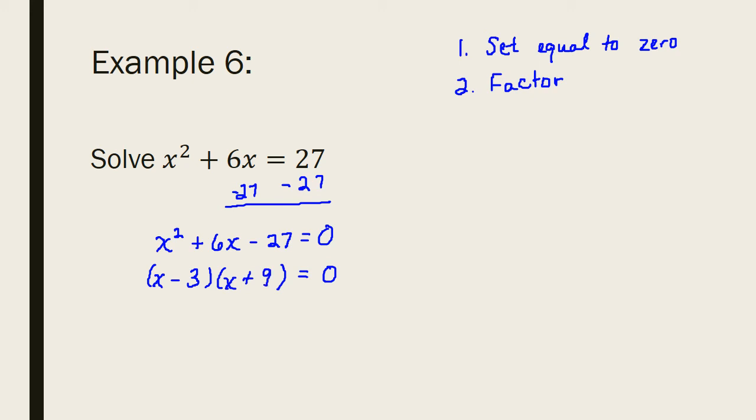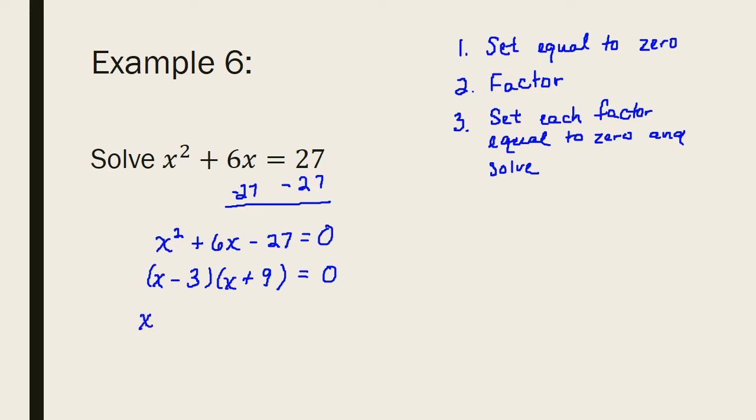All right, so our third step into solving is to set each factor equal to 0 and solve. Okay, so that's what we're going to do here. We're going to set the first factor, x minus 3, equal to 0, and x plus 9 equal to 0. And then we solve each one of these.